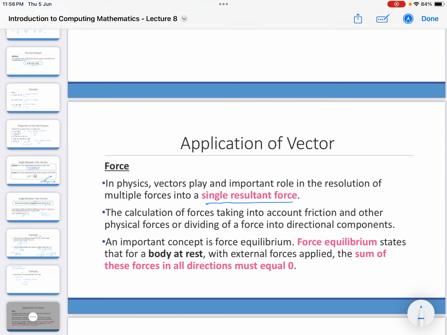So an important concept is force equilibrium. Force equilibrium states that for a body at rest, so that means the body is not moving, with external forces applied, the sum of these forces in all directions must equal 0. So this is what force equilibrium states.